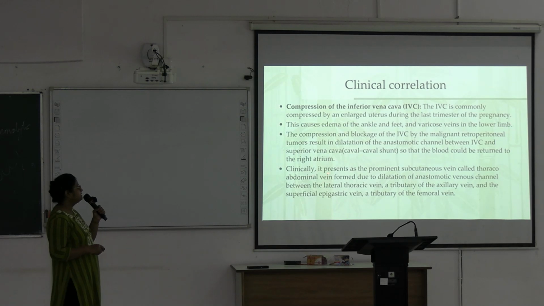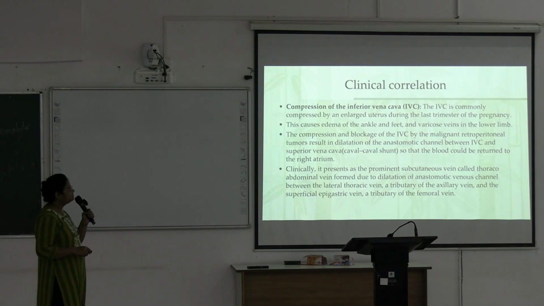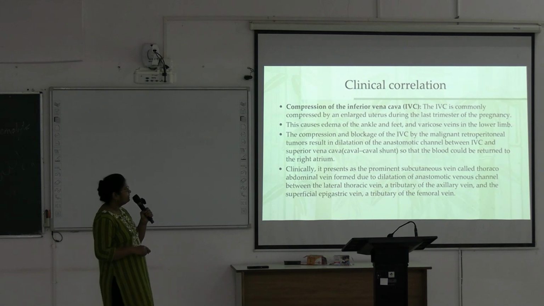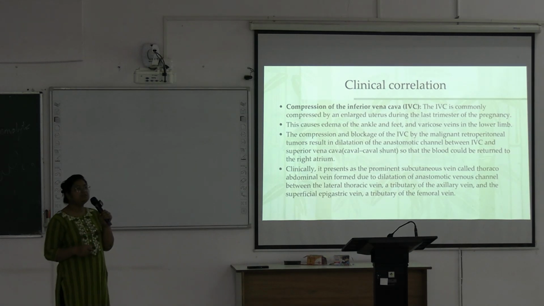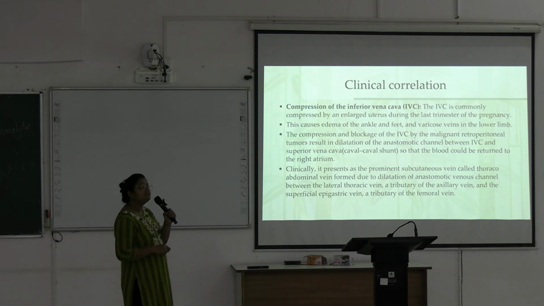Clinically, it presents as the prominent subcutaneous vein called thoracoepigastric vein, formed due to dilatation of the anastomotic venous channel between the lateral thoracic vein, which is a tributary of the axillary vein, and the superior epigastric vein, a tributary of the femoral vein. Okay, these anastomotic channels are developed when there is compression of the inferior vena cava. This is also an important clinical aspect.